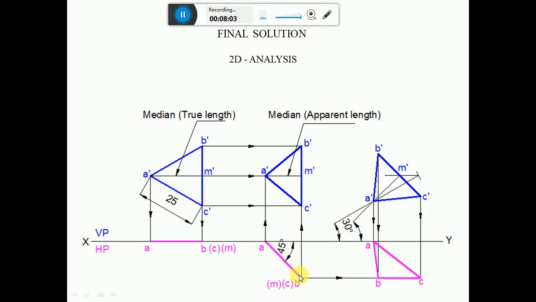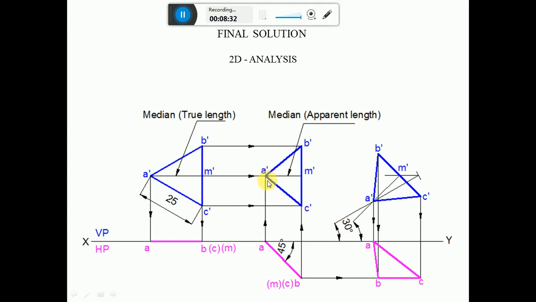So to this we need to write the front view. Draw a vertical projector from A and draw a horizontal projector from A dash. Both are going to intersect at this point. You mark the point as A dash. Similarly, draw horizontal projectors from B dash, M dash and C dash, and draw vertical projectors from B, C and M, and intersect at the corresponding points, B dash here, M dash here and C dash here, and name them B dash, M dash and C dash.